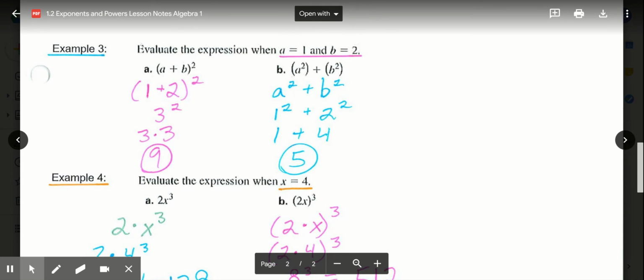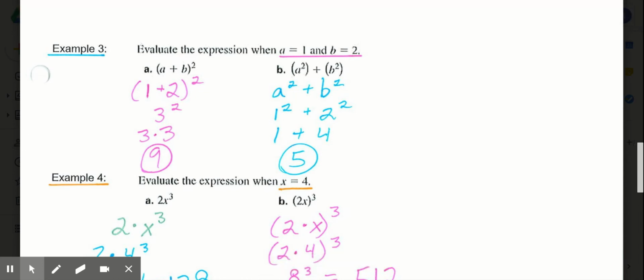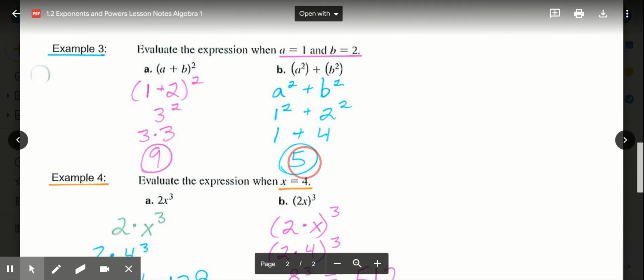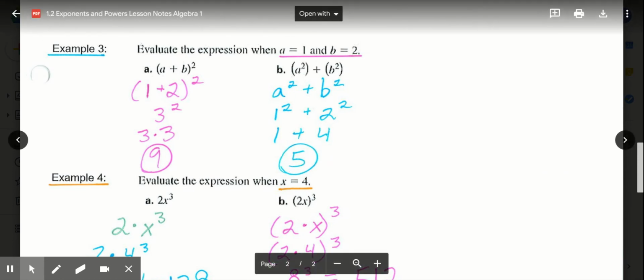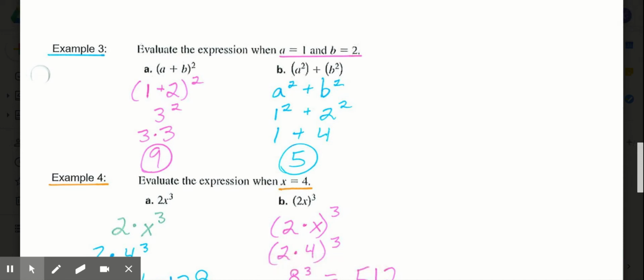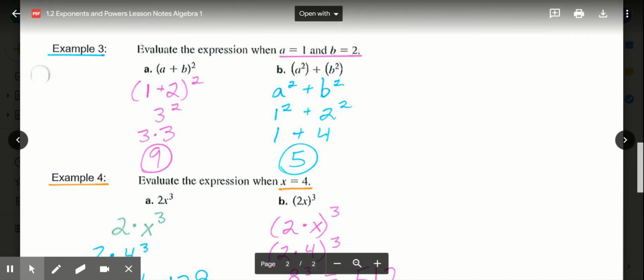In part B, it's still A squared and B squared, but now they're each in their own set of parentheses. So what that tells me is I have to do the power first, or the exponent, before adding. So our A squared is 1 squared, B squared is 2 squared, which gives us 1 plus 4. And 1 plus 4 gives us a final answer of 5. So you can see how using grouping symbols can change the final answer that you get, even if you're plugging in the same values.